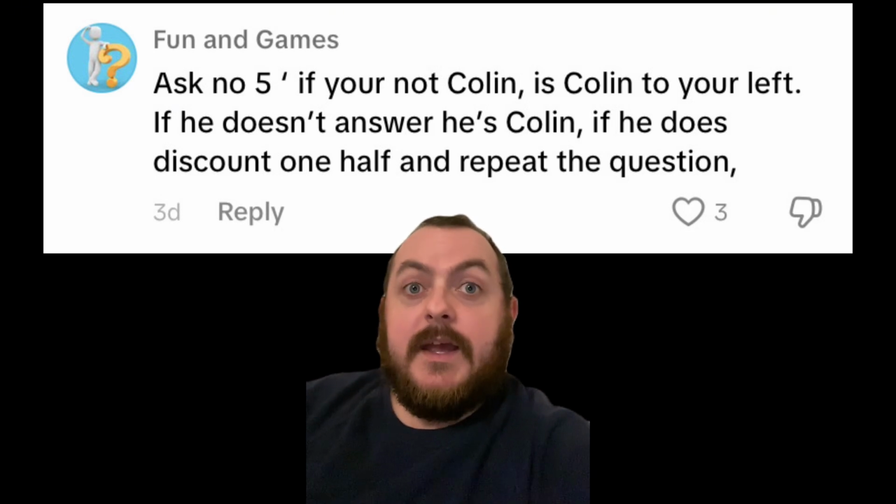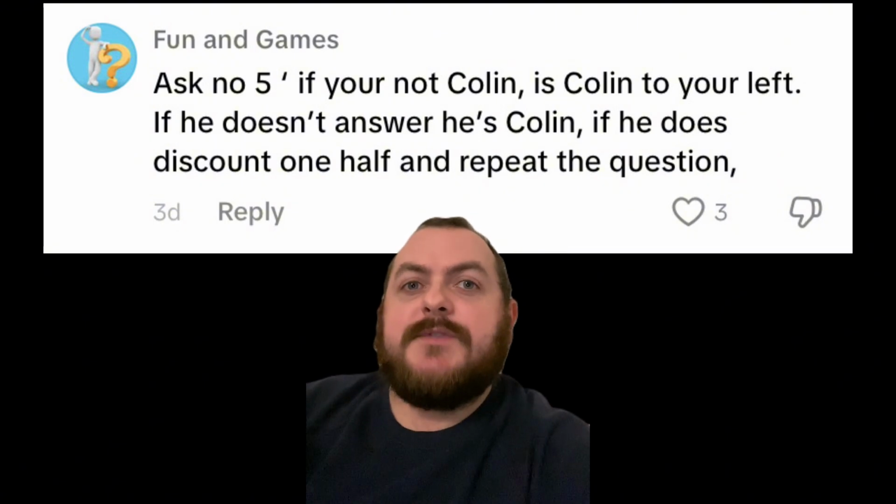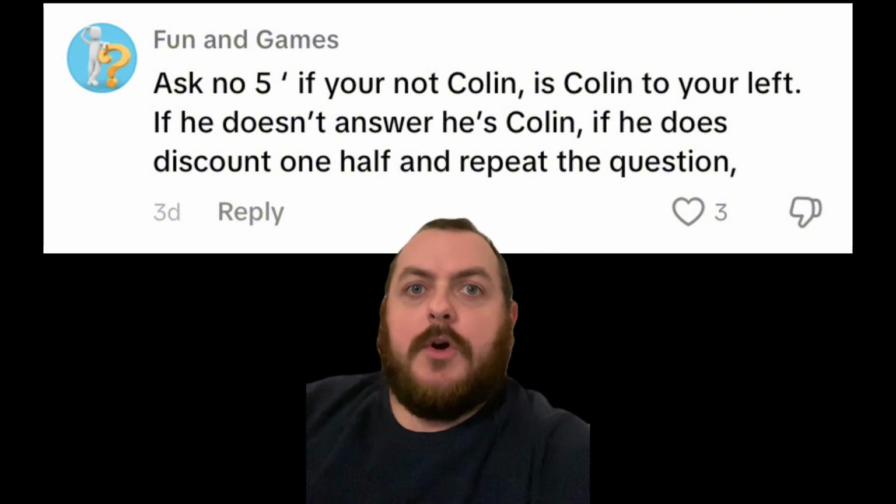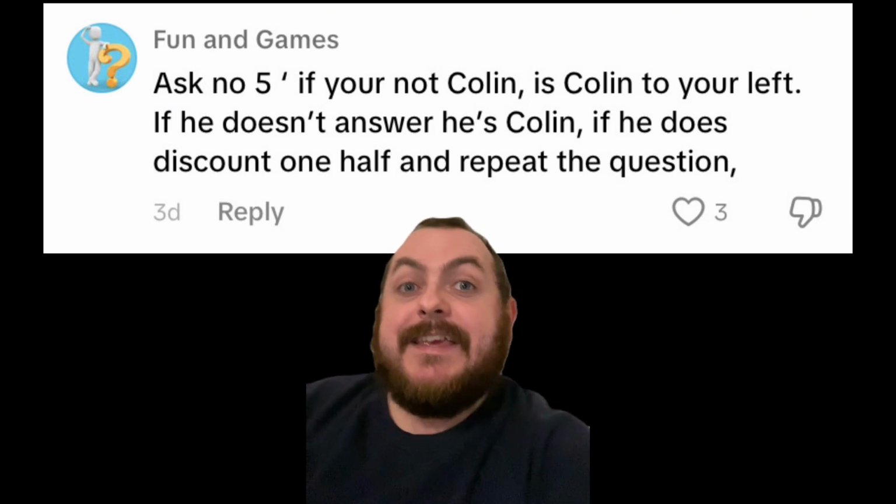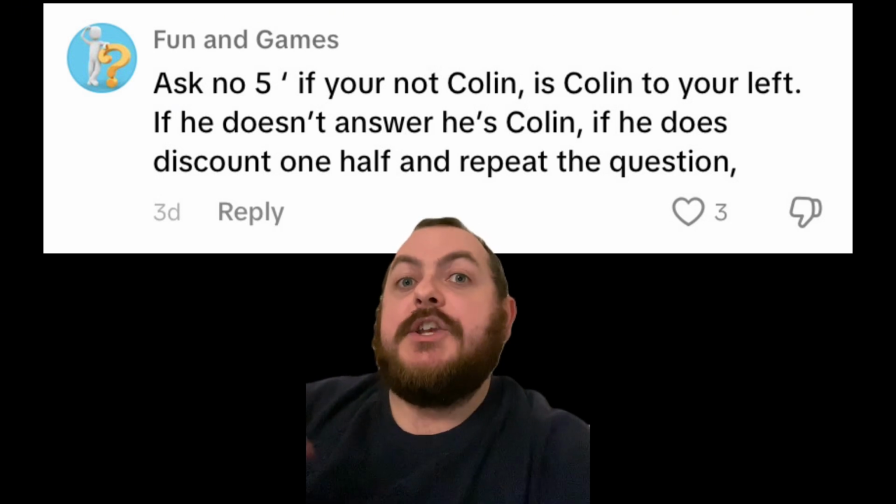And if you're left with 5 people, you can ask the same question to the person in the middle. If you're not Colin, is Colin to your left? If they don't answer, that means they're Colin. If they say yes, you're left with 2 people. And if they say no, you're left with 2 people. And with your last question, you can work out who he is. So that's the answer to the Colin Conundrum.